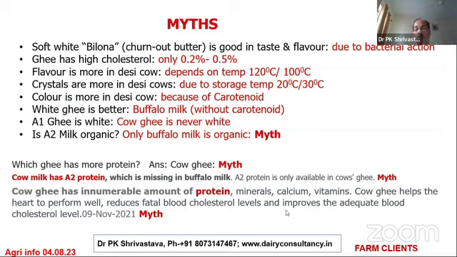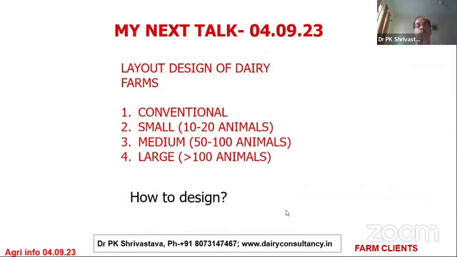It's correct. But what he says later on, that the cholesterol level improves, I mean, that cow ghee helps the heart to perform well, may be correct. But then he says it reduces fatal blood cholesterol. Yes, this is also almost 90% correct, and it improves the adequate blood cholesterol level. So what is the myth here? That cow ghee has an innumerable amount of protein. This is correct, but it may not be suggested to go for eating ghee at liver, because it may create problems. It has got cholesterol.